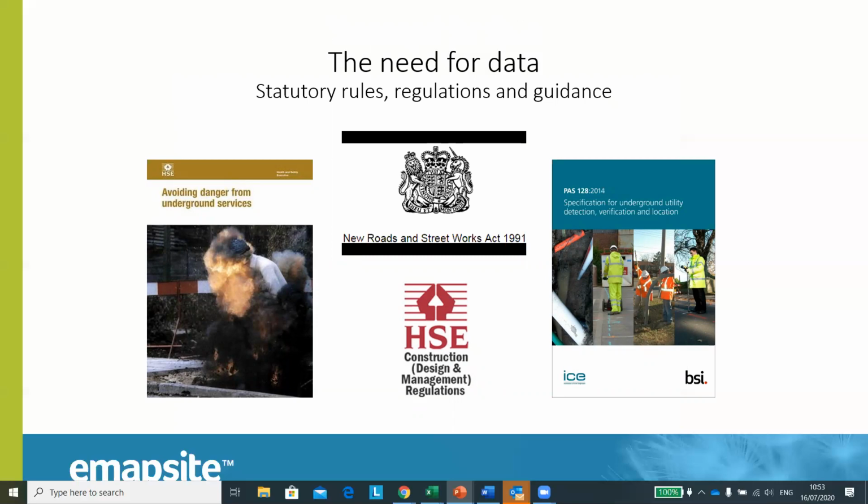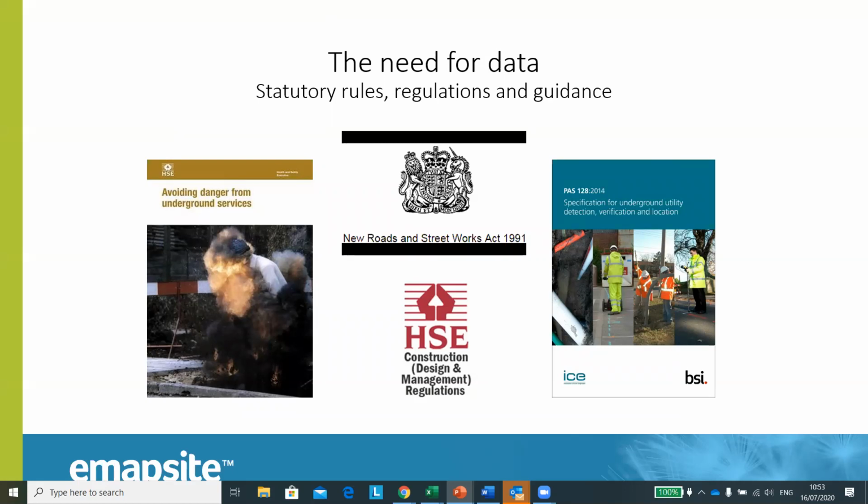Now, the main items covering utility data are the Health and Safety Guidelines issued by the Health and Safety Executive, the New Roads and Streetworks Act 1991, the Construction Design and Management Regulations, also issued by the Health and Safety Executive, and PAS 128, a publicly available specification issued by the British Standards Institution.